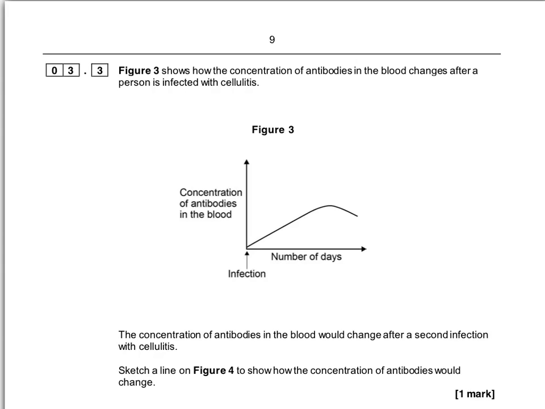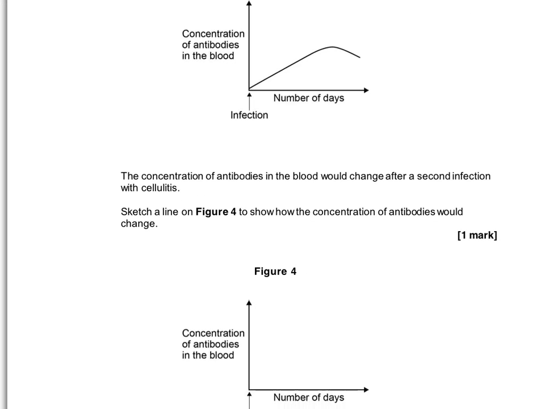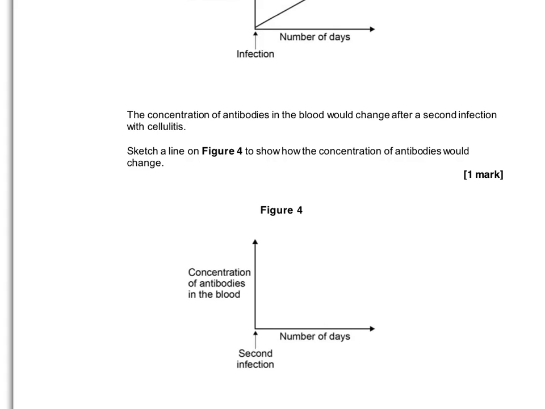Okay, the first graph shows you the antibody production after the first infection. You have to show what would happen if you got infected again. Well, we know if you get infected again, then antibodies are produced more quickly and in larger quantities. So you're looking for a steeper rise in your graph for the mark.